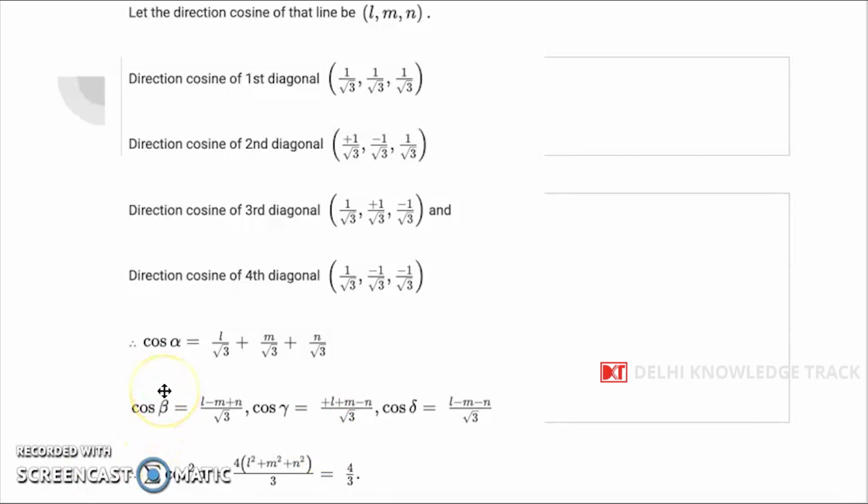We already got the values of cos alpha, cos beta, cos gamma and cos delta. When we square each value and add them, we'll arrive at this equation, and we already know that the value of L square plus M square plus N square is 1. Hence, the summation of cos square alpha plus cos square gamma plus cos square beta plus cos square delta will be equal to 4 by 3.